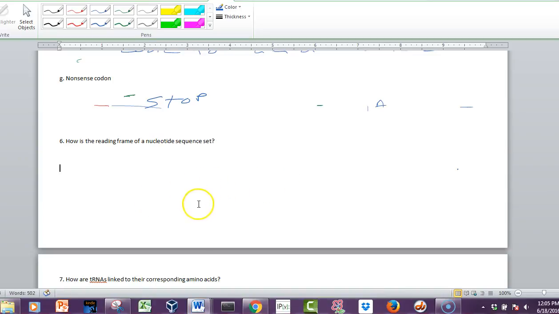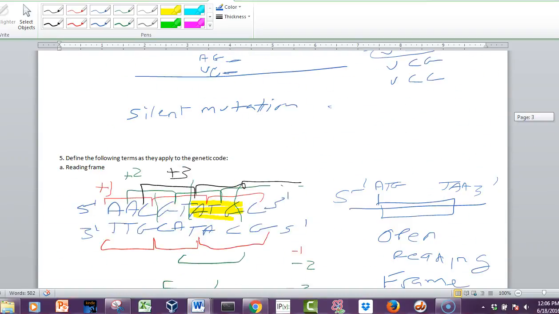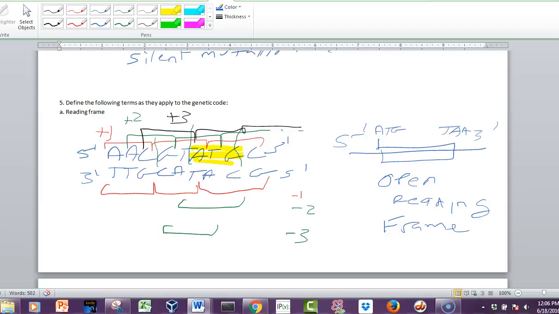All right, and how is the reading frame of a nucleotide sequence set? That's just by the AUG. If we've got 6 possible reading frames, we've got a double-stranded DNA, and we don't know where the reading frame is. Wherever, and so there's going to be 3 possible ones. Sorry, it's a prime. So that's kind of like back up here, where we looked at these 6 different things. How do we know which one is the right one?